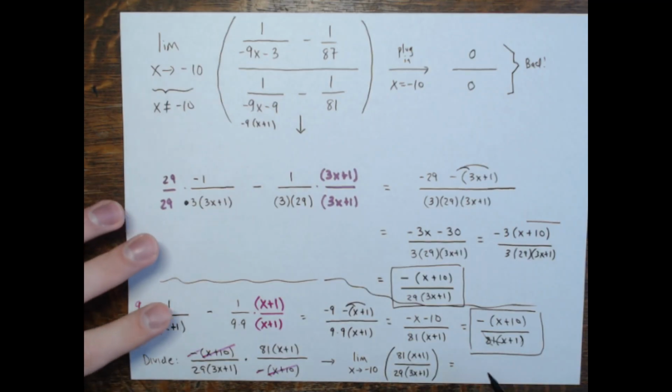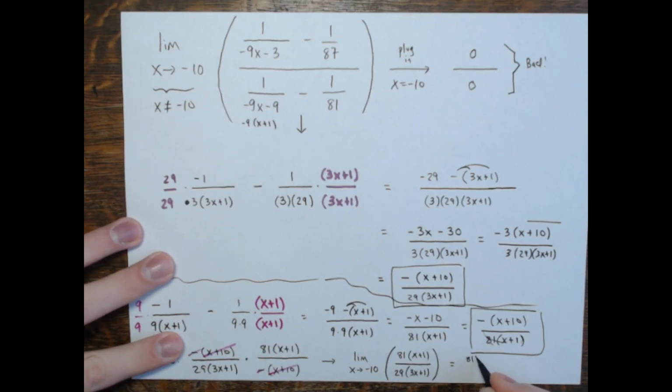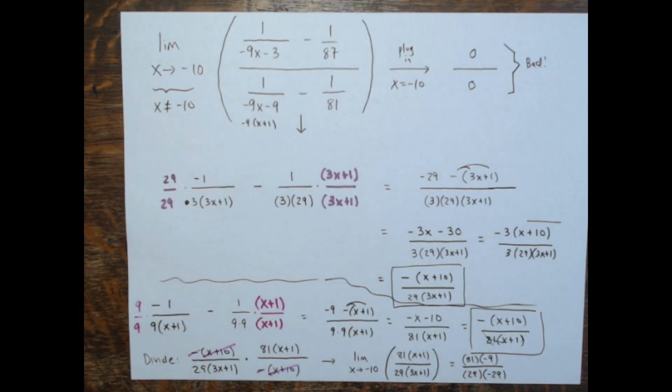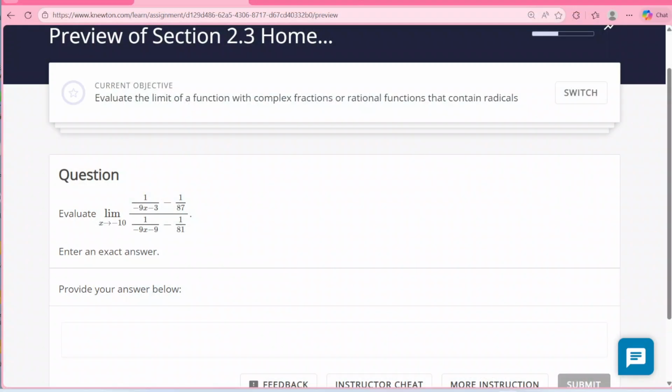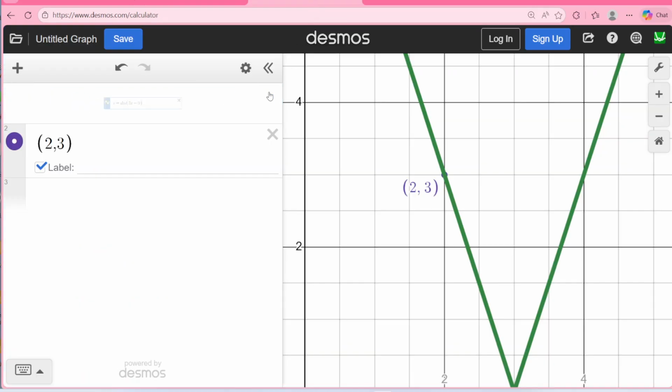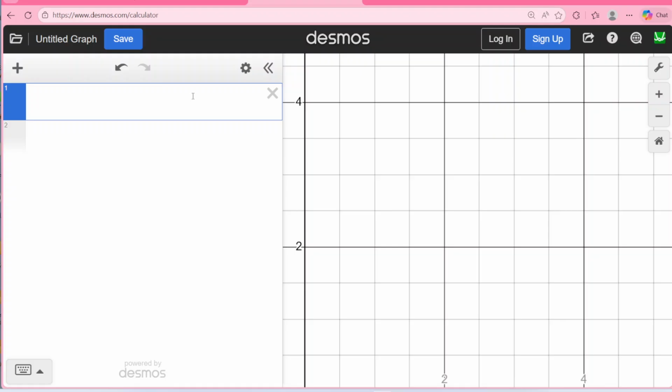Now I can plug in -10. So you get 81 times -9 in the numerator, right? -10 plus 1, divided by 29 times -30 plus 1. So -29 in the denominator, and I'll just type these values in somewhere. Well, this is 729, right? 81 times 9 is 729.